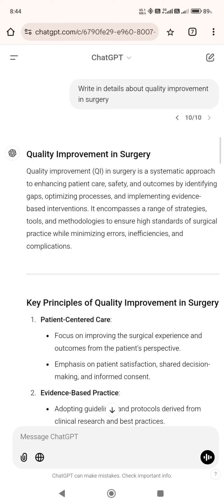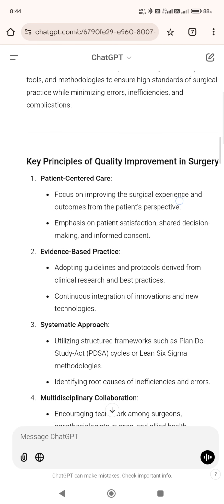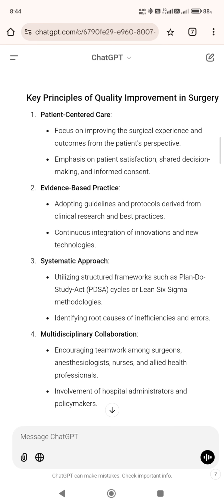Quality improvement in surgery. Quality improvement, QI, in surgery is a systematic approach to enhancing patient care, safety, and outcomes by identifying gaps, optimizing processes, and implementing evidence-based interventions. It encompasses a range of strategies, tools, and methodologies to ensure high standards of surgical practice while minimizing errors, inefficiencies, and complications. Key principles of quality improvement in surgery.